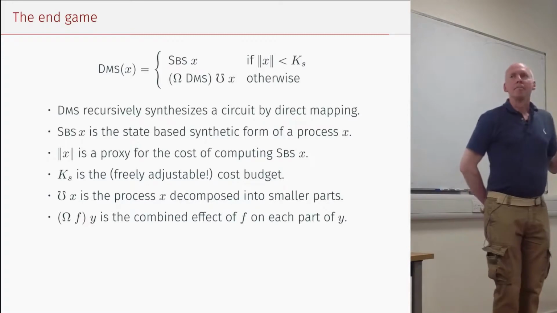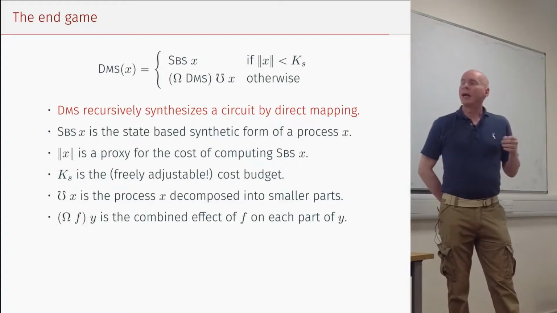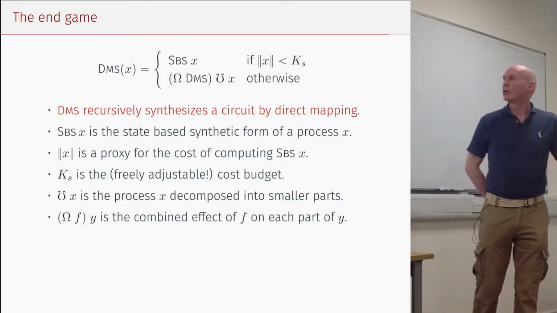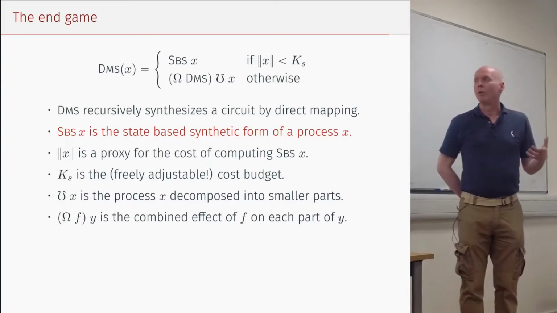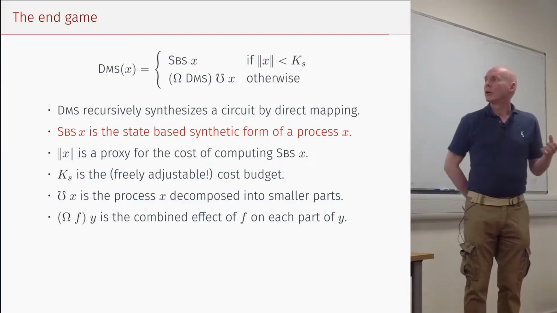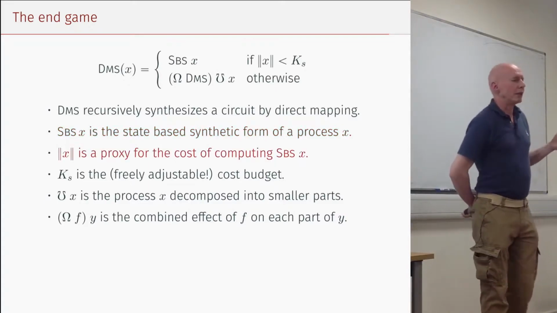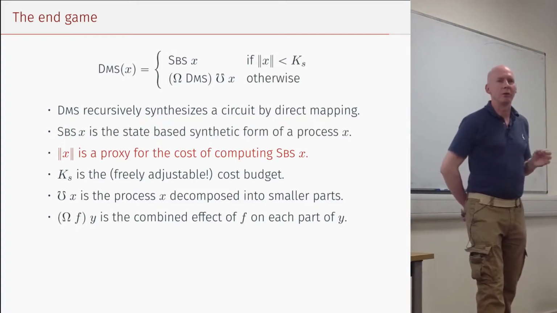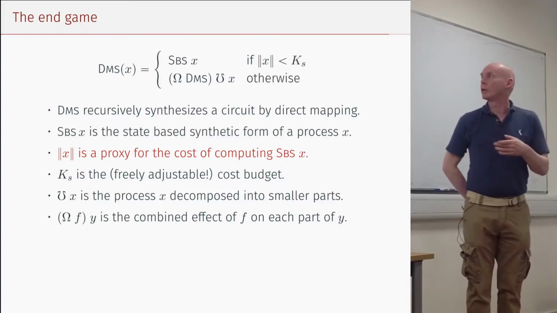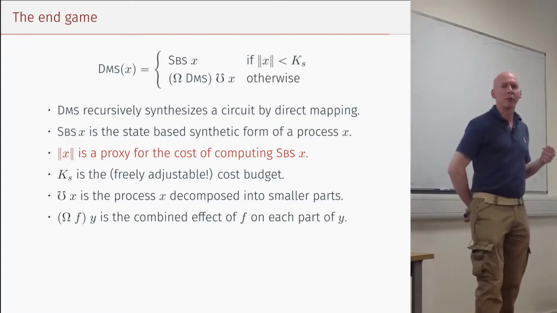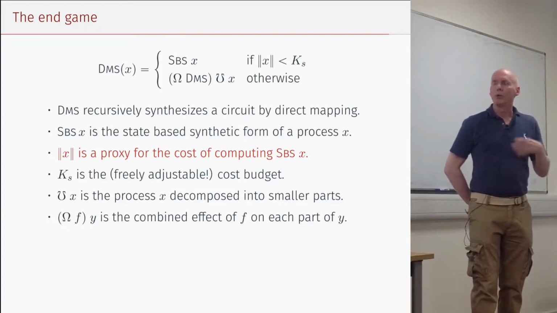We have an algorithm DMS taking a process specification X. It depends on the state-based synthesis algorithm, SBS, which takes X and gives us back a circuit conforming to the behavior described by X. It also depends on some cost metric proxy that can be defined as anything we want, a back-of-the-envelope calculation, anything that's really easy to compute, which gives us a very rough estimate of how costly it would be to compute state-based synthesis without actually doing it, because state-based synthesis can be very costly for large specifications.